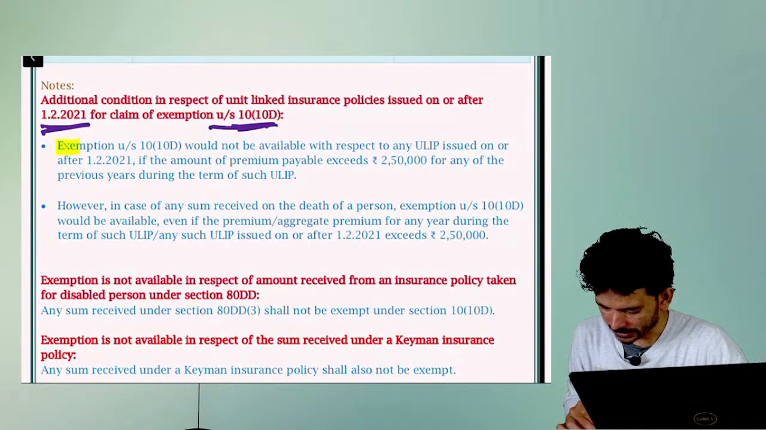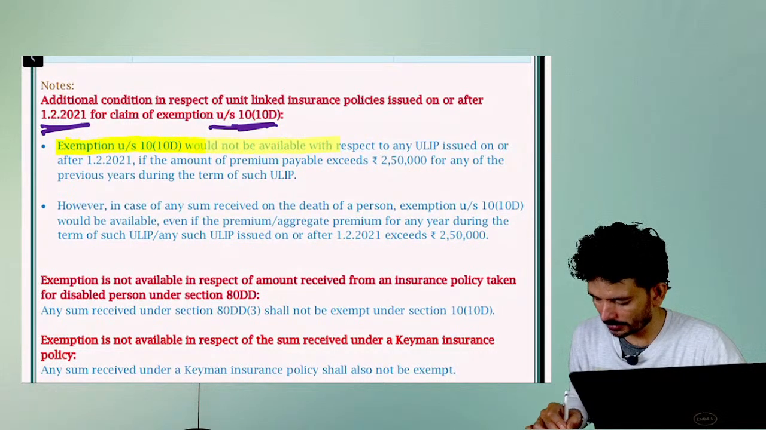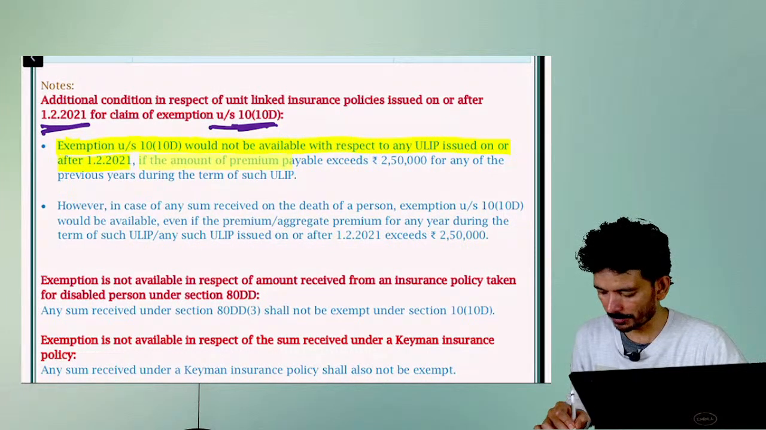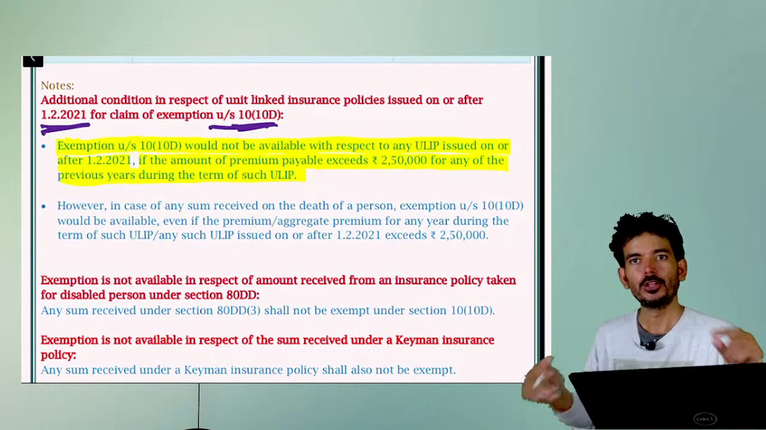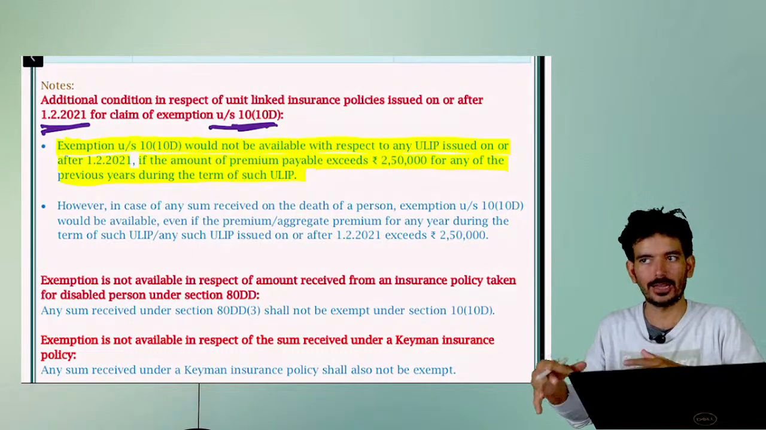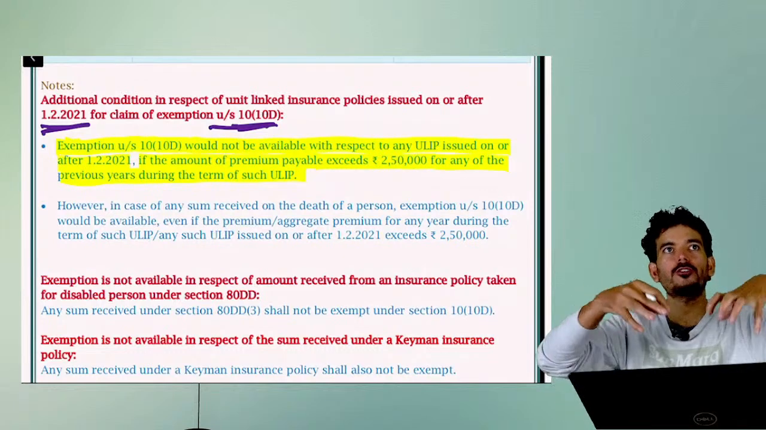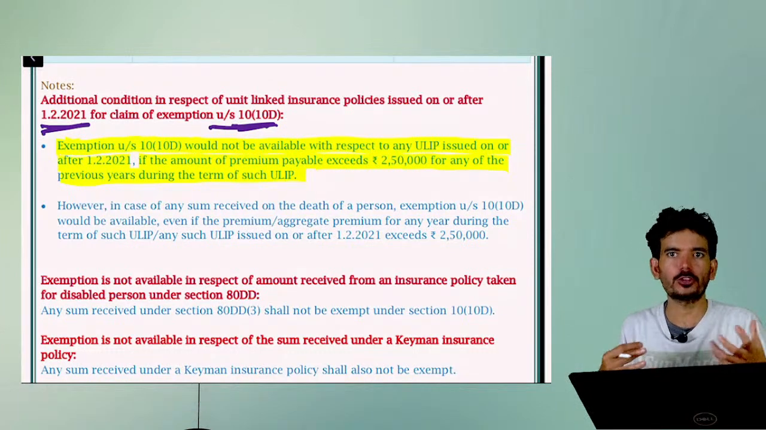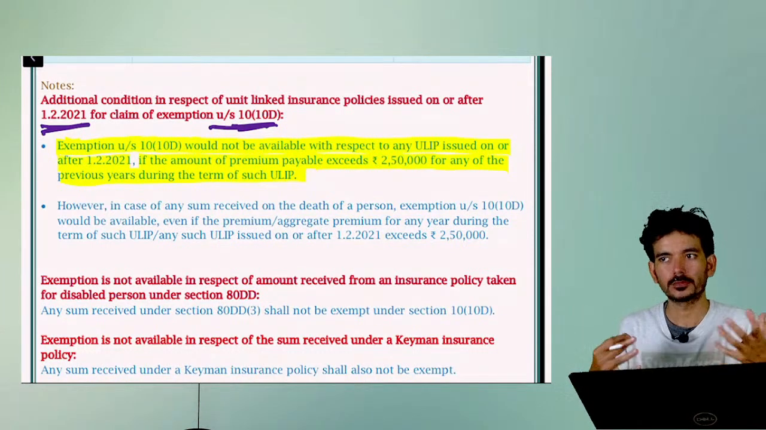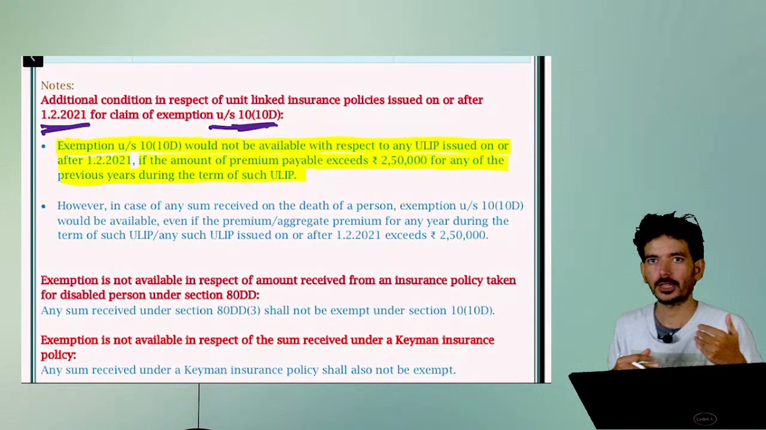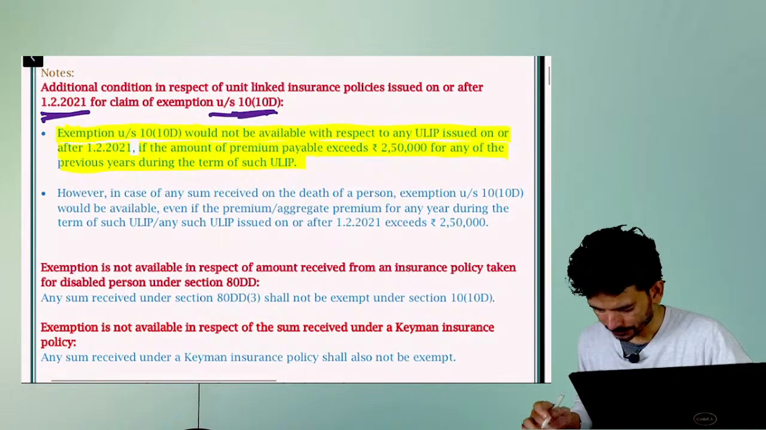So exemption under section 10(10D) would not be available with respect to a ULIP issued on or after 1st Feb 2021, if the amount of premium payable exceeds 2.5 lakh for any of the previous years during the term of the ULIP. In any one of the years, if you are paying a premium of more than 2.5 lakh, this is just to catch hold of high net worth individuals. A ULIP of 2.5 lakh also is a very good amount, right? So they are saying if it is exceeding 2.5 lakh, whenever there is money coming from the insurance company, it is not exempt.